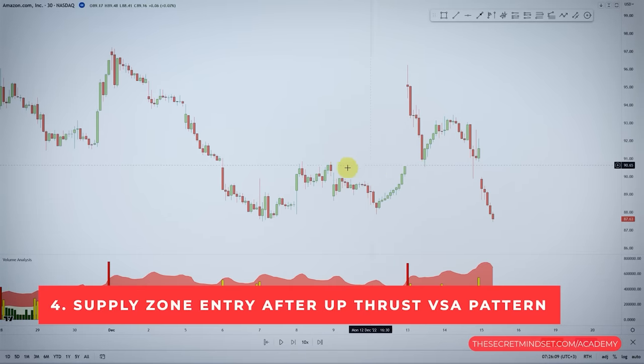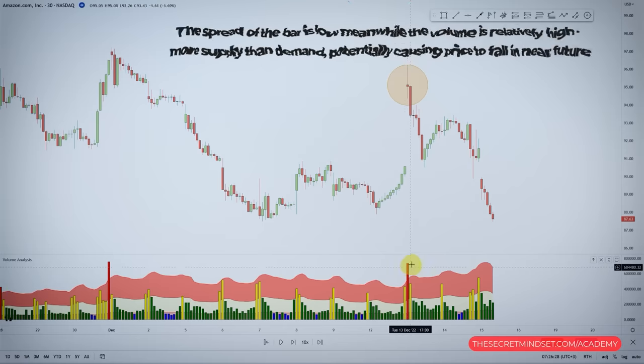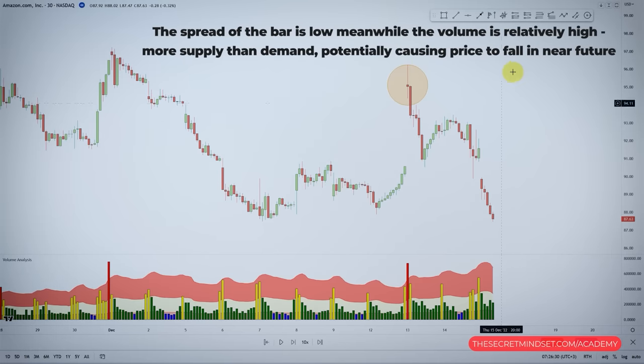Smart way to trade is to find entries at supply zones after you find an upthrust VSA pattern. First, you need to find the upthrust, which appears as a bearish pin bar or a doji bar having an ultra high volume or above average volume. The spread of the upthrust candle is low while the volume is relatively high.